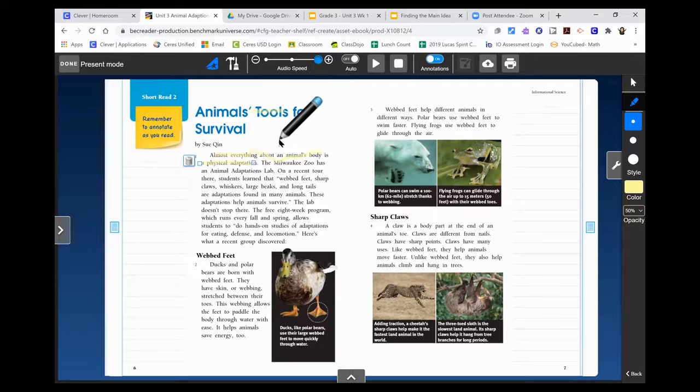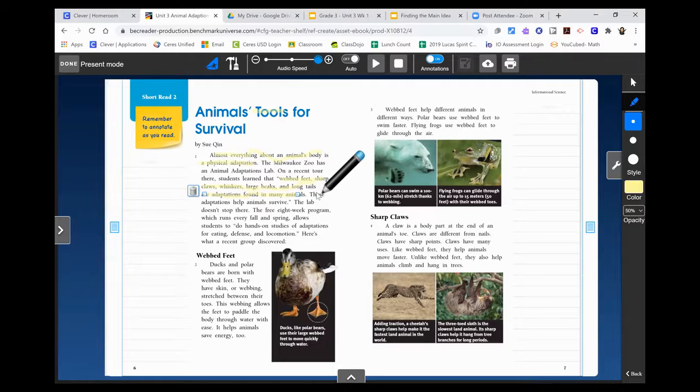Let's keep reading. The Milwaukee Zoo has an animal adaptations lab. On a recent tour there, students learned that webbed feet, sharp claws, whiskers, large beaks, and long tails are adaptations found in many animals. Okay, so this third sentence lists some adaptations or tools that match the subheadings and confirm my prediction. So I'm going to also underline these. Webbed feet, sharp claws, whiskers, large beaks, and long tails are adaptations found in many animals. Okay, so that definitely confirms my prediction that tools are body parts.